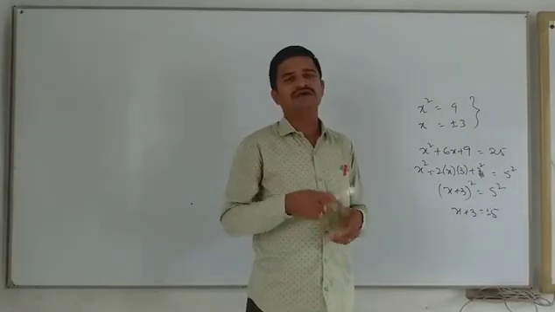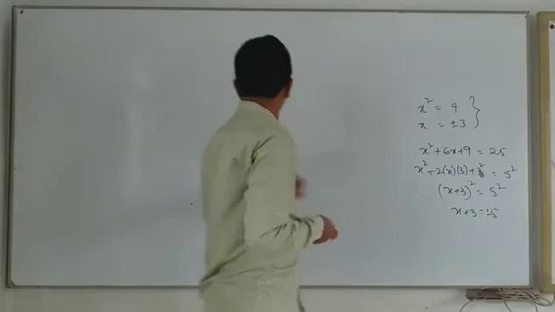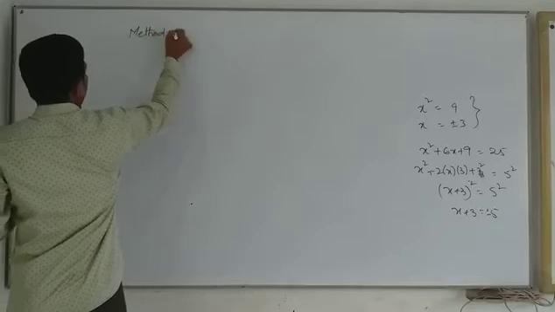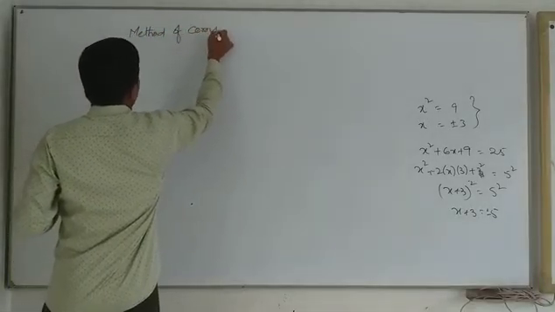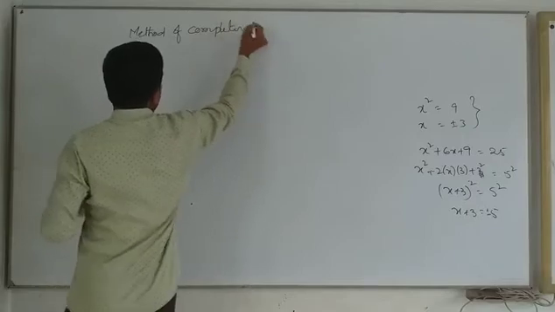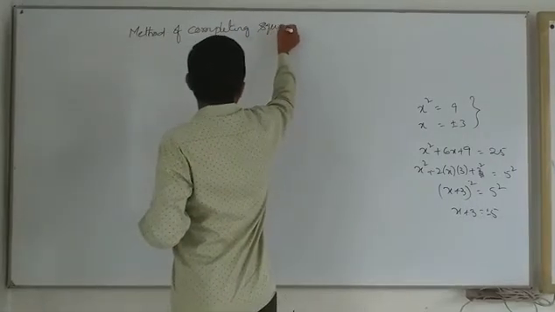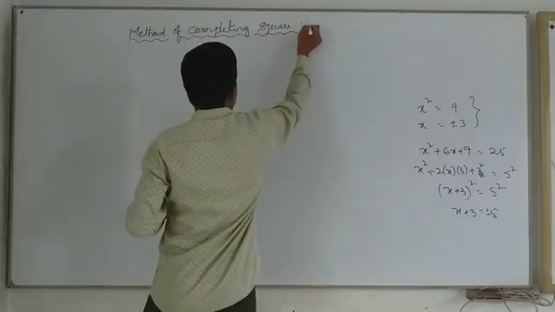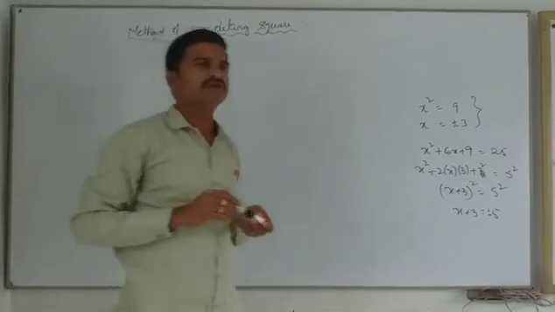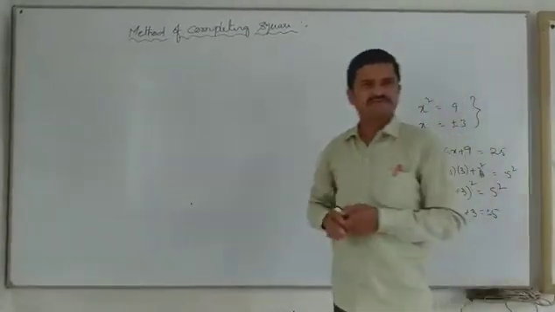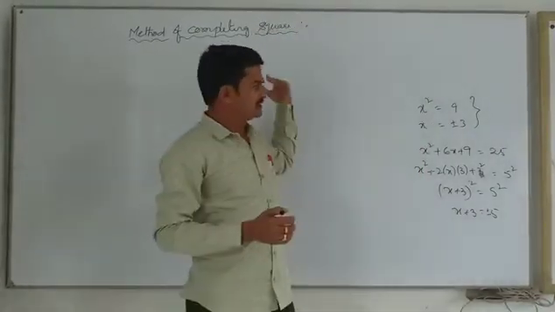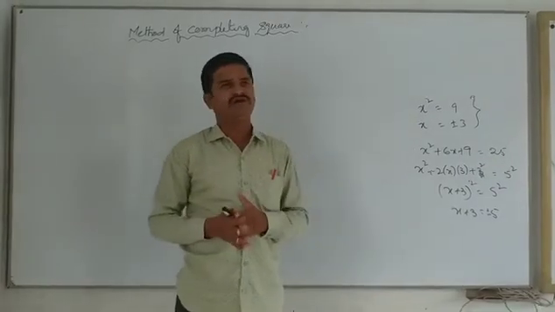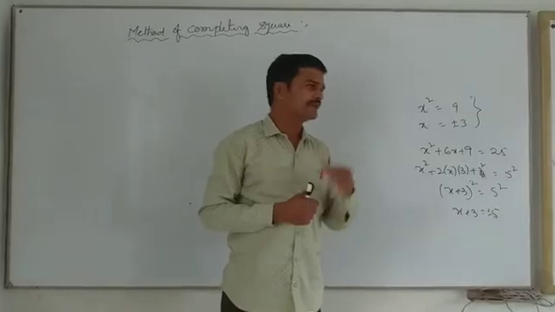This method is called the method of completing square. Like the method of factorization, this is also the method of completing square. In that there are some steps. What are the steps? While discussing the example, I will tell you. Please follow very carefully, and then you can do it on your own afterwards. Clear? Come on, keep the heading.